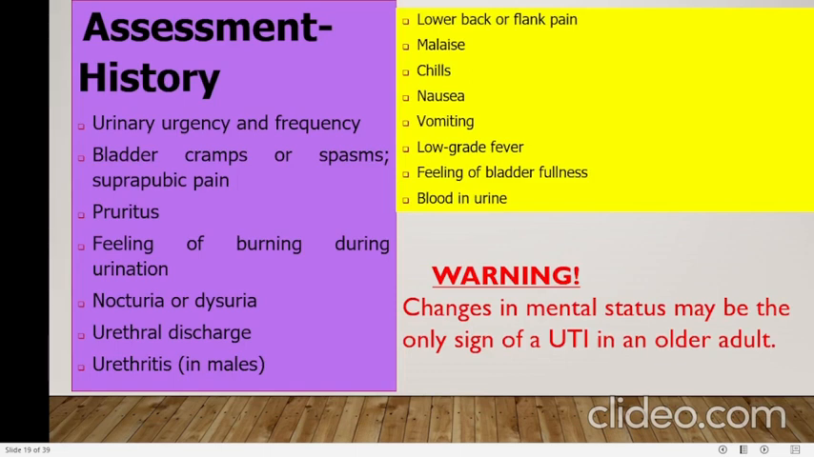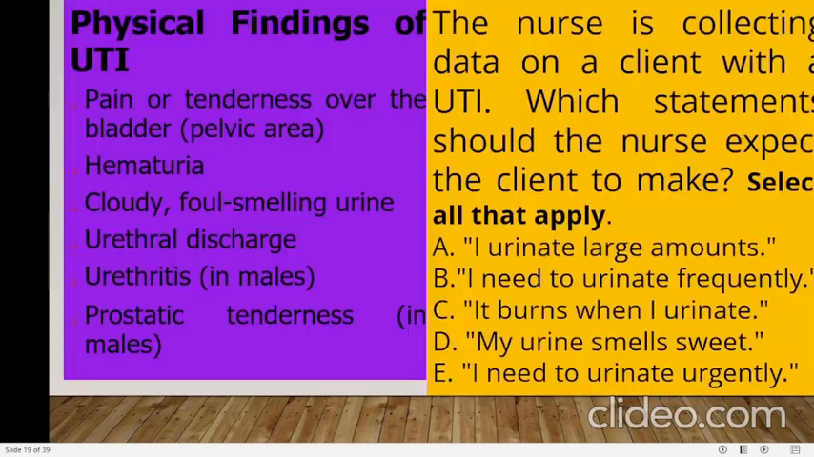There is a warning, guys, that we need to know. Changes in mental status may be the only sign of a UTI in older adults. You may not be able to get the other classic signs, but mental status changes could be the only sign of UTI in an older adult. Thank you so much.